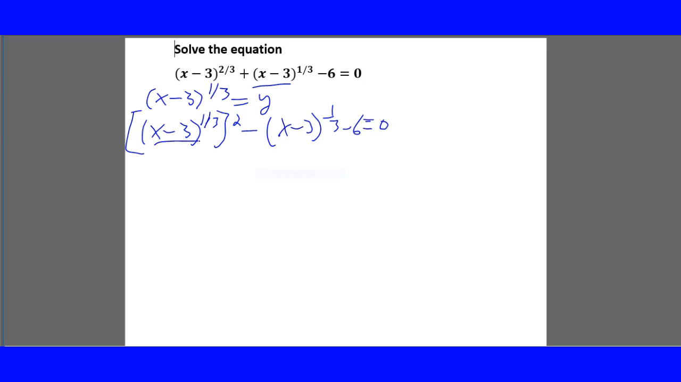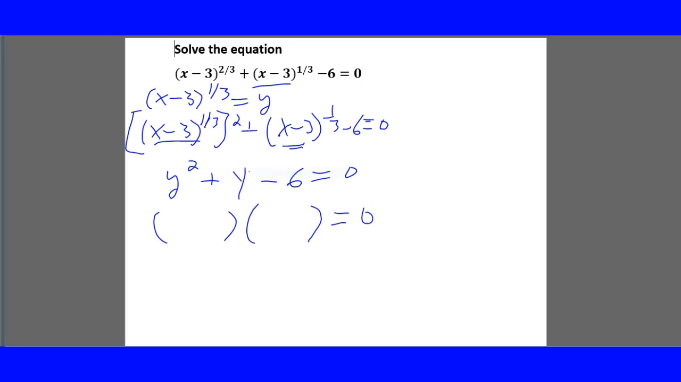So we're going to replace this by y, which leaves us with y squared, and then we replace this one by y, which leaves us with y, and minus 6 equals 0. As I said before, now it looks like a quadratic equation. We could use the quadratic formula, or a calculator, anything you want. But that's kind of an easy one, so we can factor this and get y.